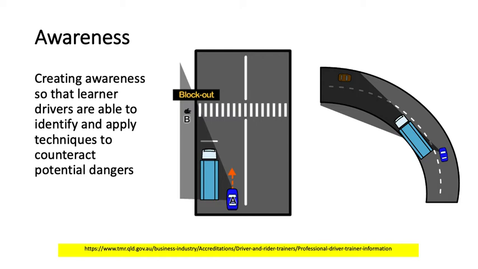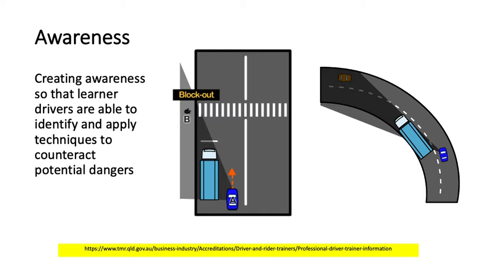Okay, now we're back to the information from the Transport and Main Roads website. And we're up to the point of what they call awareness, creating awareness so that learner drivers are able to identify and apply techniques to counteract potential dangers. We can see in our diagram we've got what's called a block out. So the driver of vehicle A can't see past the truck to the pedestrian wishing to cross the pedestrian crossing. So this is where we have to work on our awareness with our learner drivers.